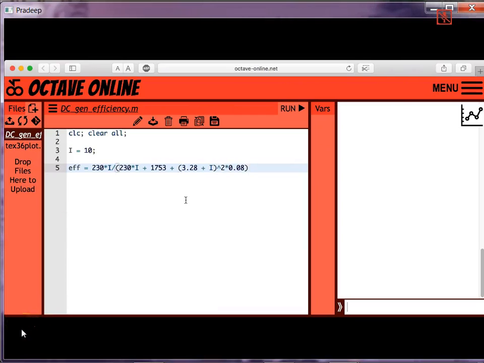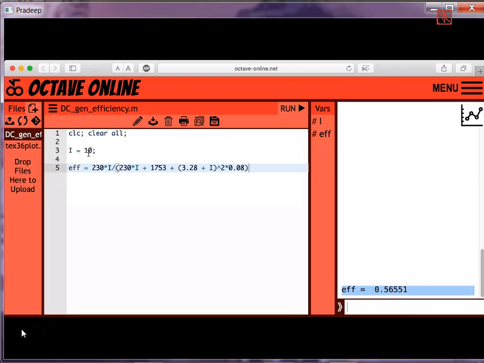So like this, I am defining the value of efficiency. This is just a simple calculation of efficiency. Now if I save this program, just only 2 lines program, and execute it, can you see the efficiency? On the right side, the result is coming 0.5655. That means the efficiency is 56%. So when the current is 10 amperes, the efficiency is 56%.